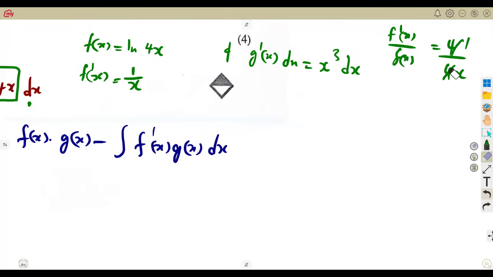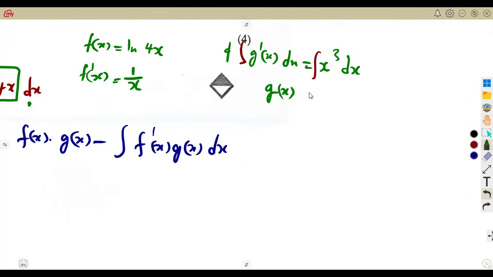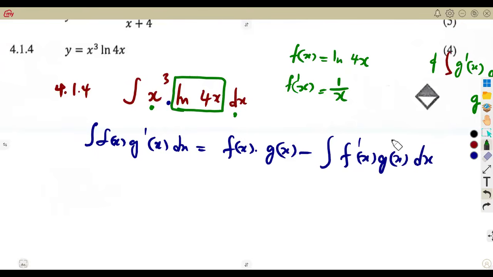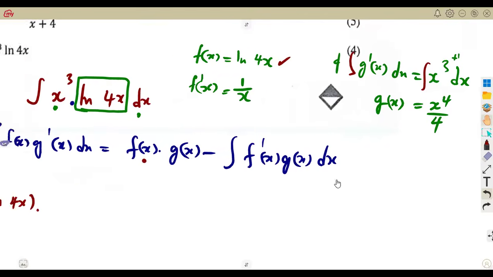From the g prime x that we have, what are we going to obtain? The integral from there. Obtain gx by integrating. This will give us gx. If you integrate, remember, add a 1, so that's x to the exponent of 4 over 4. These are the ones that we need in the formula in order for us to integrate this. We need f of x, we have it, which is the ln of 4x times the gx. Remember, here our gx is x to the exponent of 4 over 4.